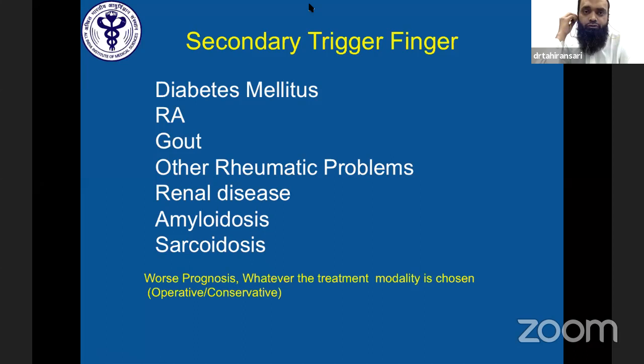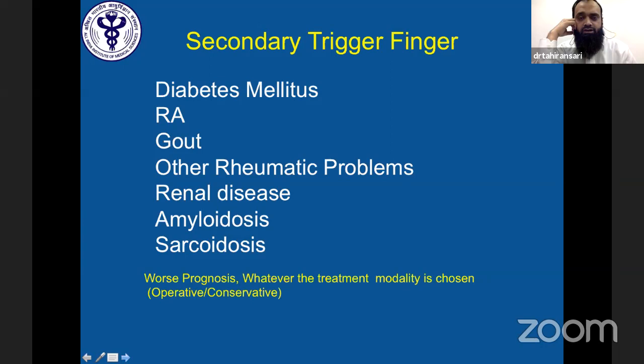Especially it happens in diabetes mellitus, rheumatoid arthritis, or gout, other rheumatic problems, renal disease, amyloidosis, sarcoidosis. It's important to rule out these things because these carry worse prognosis. Whatever treatment modality you choose, whether it's operative or conservative, the prognosis in secondary trigger finger is worse, basically. So we should be wary about this secondary trigger finger.